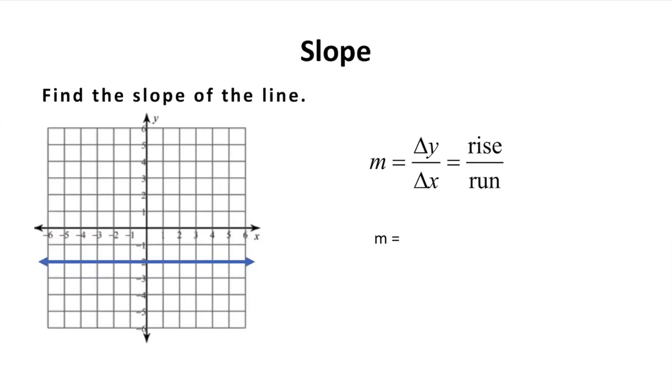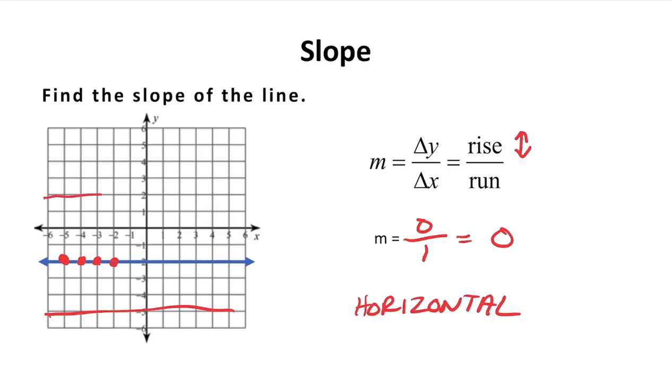Now let's look at a special case, okay? I can see I have points, and it's a horizontal line. Whenever I go to do my rise, well, I don't go up or down on this one, right? So my rise is 0, and I'm going right 1, so my run is 1. 0 over 1 is 0. Slope of 0 is a horizontal line, okay? Any line you see that's perfectly horizontal is going to have a slope of 0.